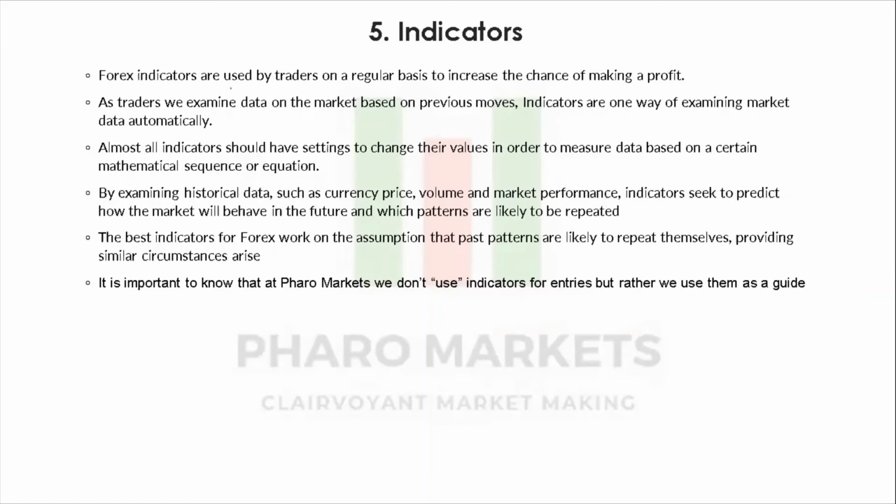Now this is where most traders make their mistakes: by following indicators strictly. Indicators are based on previous market data, so you can't necessarily act on the past when you have to react in the moment. I hope it makes sense. The best indicators in Forex work on the assumption that past patterns are likely to repeat themselves, providing similar circumstances, which is kind of true. In the market, history doesn't repeat itself, it kind of rhymes.